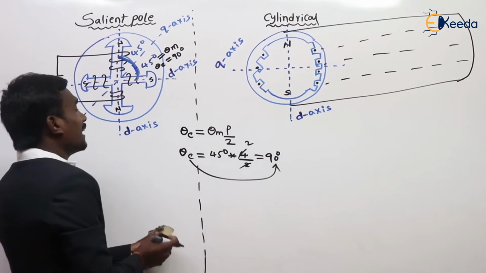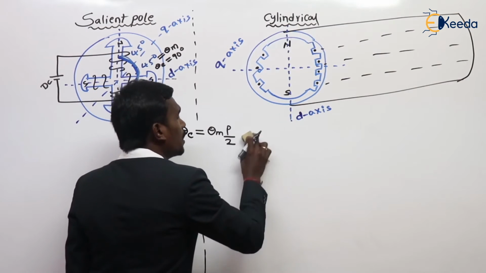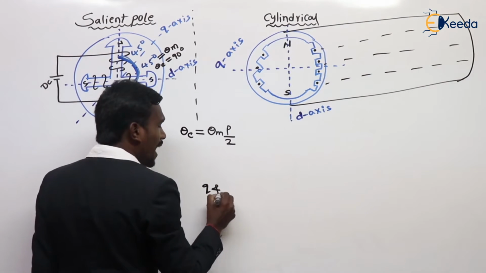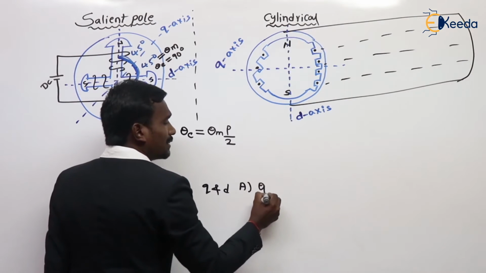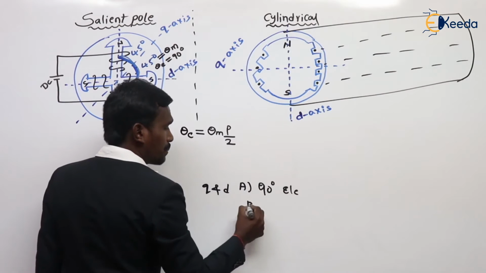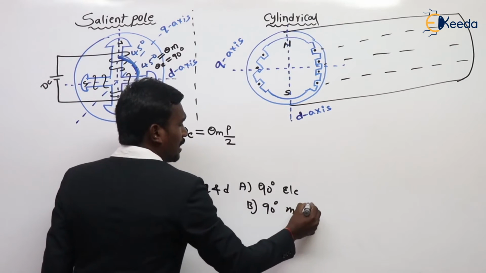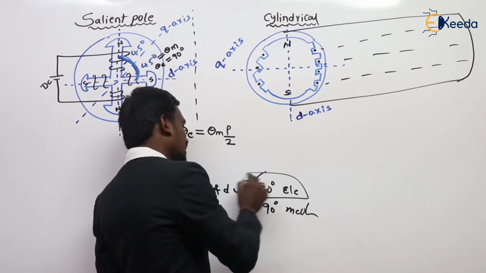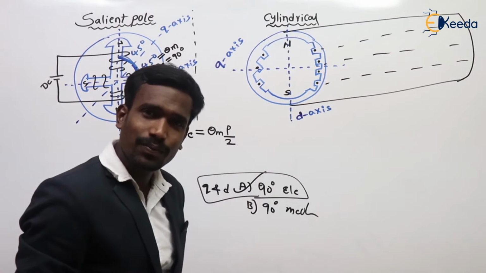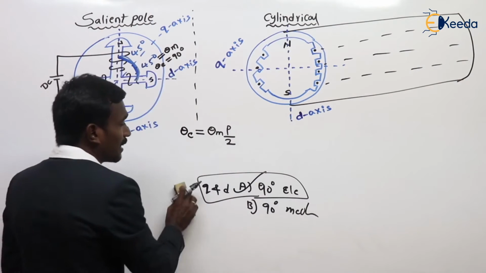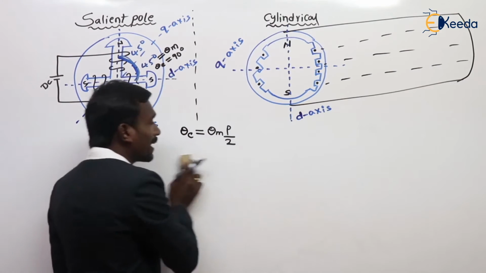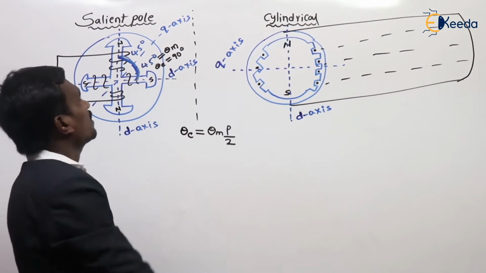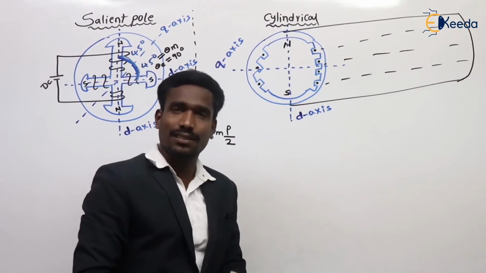Now tell me, the angle between q-axis and d-axis is: option A, 90 degrees electrical, option B, 90 degrees mechanical. Which is the correct answer? Exactly. 90 degrees electrical is the correct answer. 90 degrees mechanical is 100% wrong. Right? So this is generally the main difference in terms of axis.